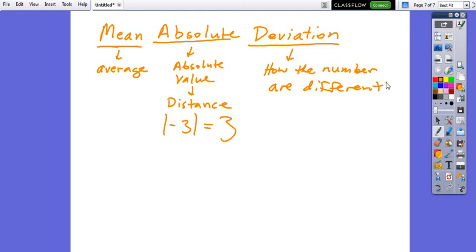It says on the worksheet, another way to describe the variability of a set of data is to use its mean absolute deviation. The mean absolute deviation is the average distance between each data value and the mean. So we're going to have this list of data items, and we're going to determine the average distance of each of those items from the mean. And we have to use absolute values since we're dealing with distance.